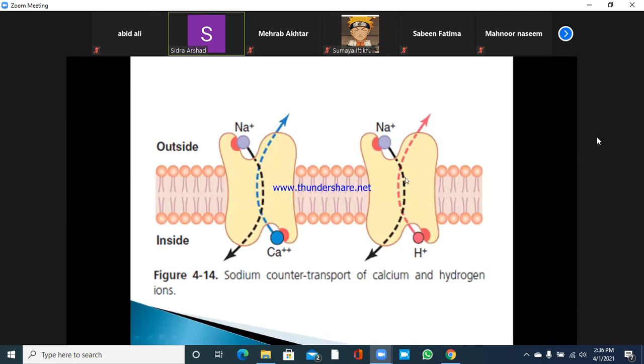Now over here you can see again that the sodium is attaching, and inside, the hydrogen ions are attaching. So the sodium ions are moving inside along the concentration gradient, and at the same time, because of the conformational change in this carrier protein, the hydrogen ions are moving out of the cell. So this is another example of secondary active transport, and specifically this one is counter transport because the two ions are moving in opposite directions. So this is the reason we say that in this particular example, the energy is indirectly utilized.